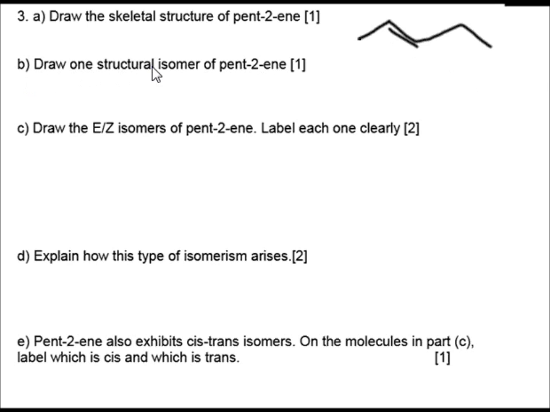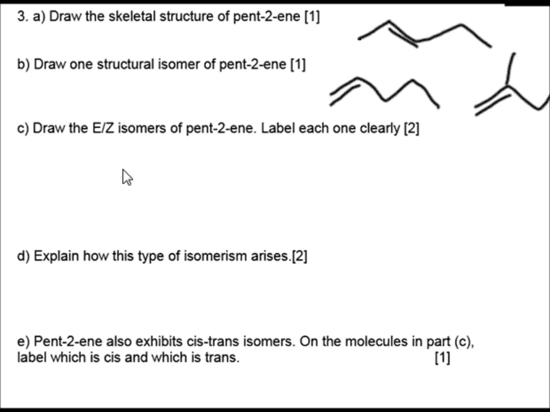You then have to draw one structural isomer of pent-2-ene. Now there's different options. The simplest one would be pent-1-ene, where the double bond is in a different place, between the first and second carbons, which would be as follows. There's also several branched versions that you could have drawn, which would have got you the mark. For example, 2-methyl-but-1-ene. And there are various others. All you have to remember is they have to have the same molecular formula, but a different structural formula.